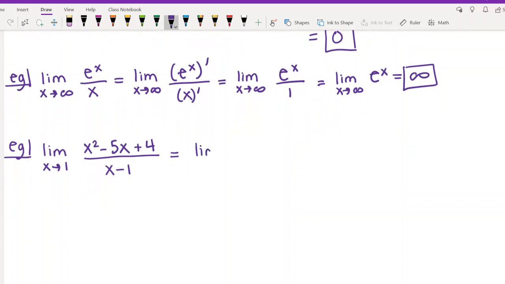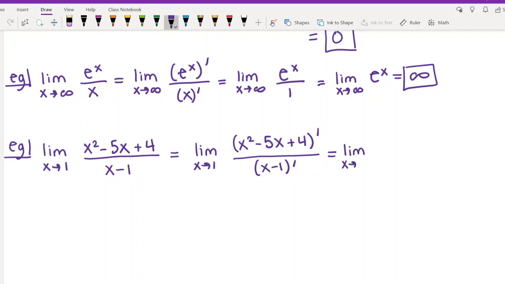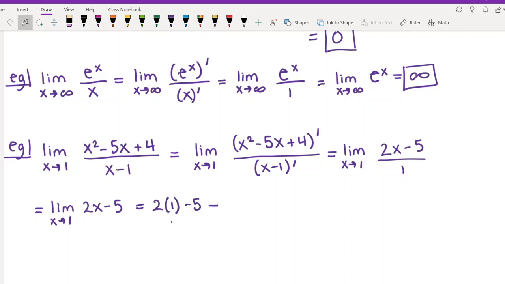So that tells us we can take the derivative of the numerator and the derivative of the denominator. What does that give us? We get 2x minus 5 in the numerator and 1 in the denominator. So we have the limit as x approaches 1 of 2x minus 5. Now we can just plug in 1, and we get 2 times 1 minus 5, which is negative 3.